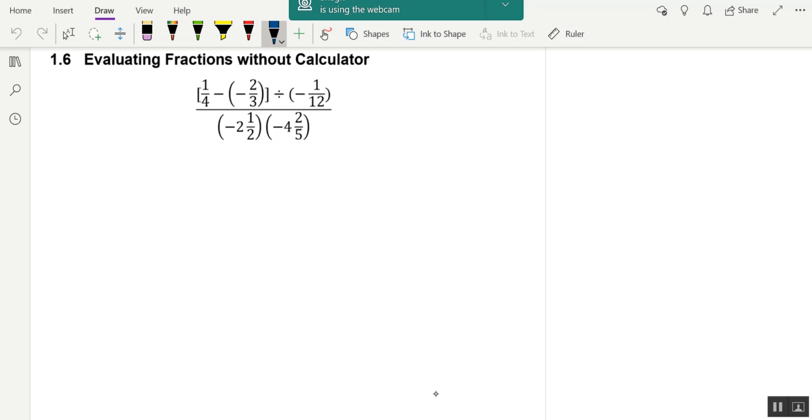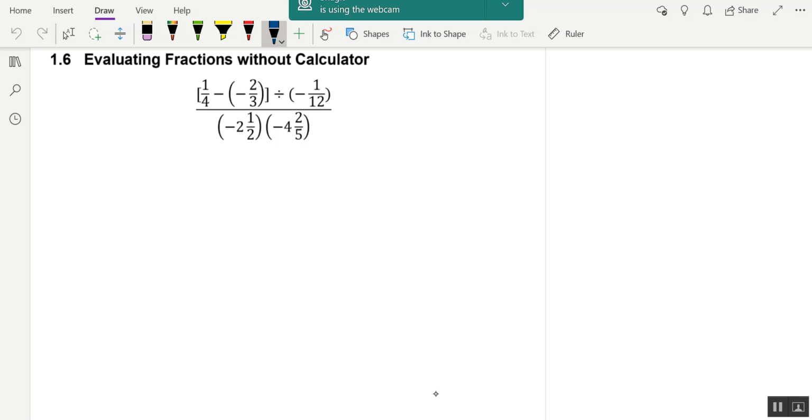Many students also struggle at evaluating fractions without using a calculator. Okay, sometimes some schools in Sec 1 you are not allowed to use your calculator for paper 1. Okay, but most schools will allow you to use your calculator. But when they say without using a calculator, it doesn't mean you cannot use your calculator. It's just that they want you to show certain working.